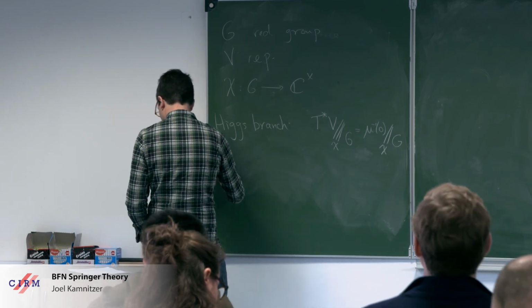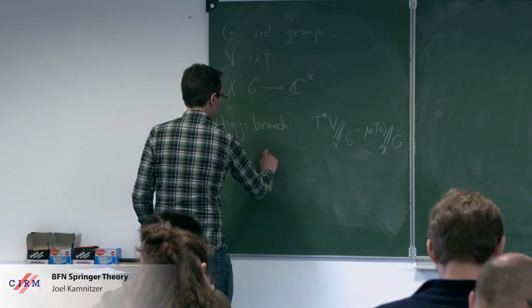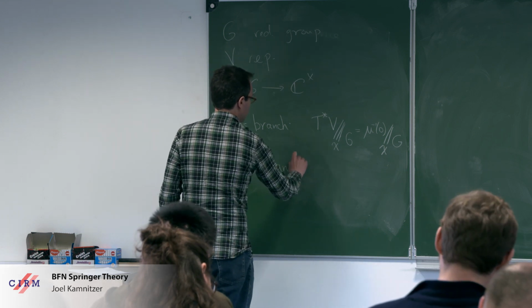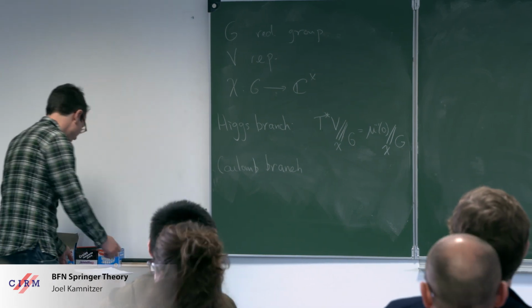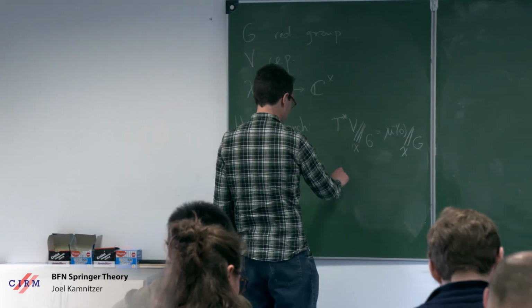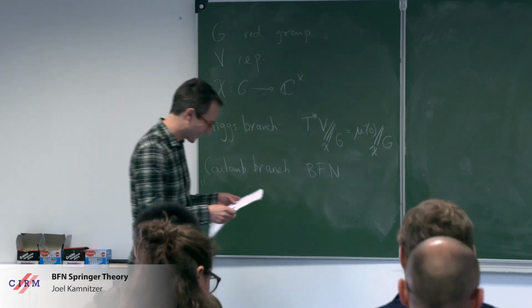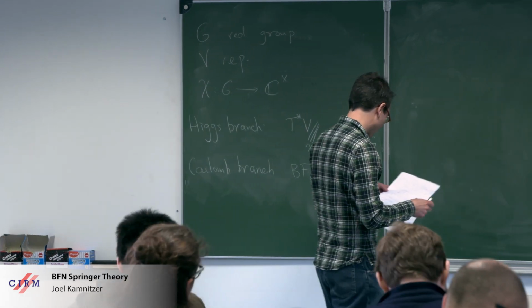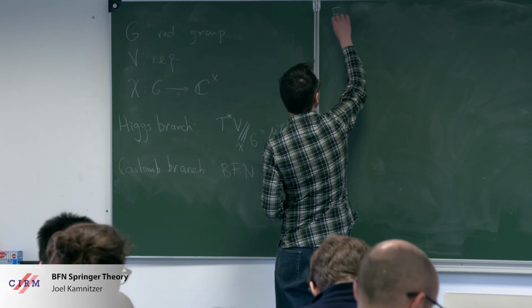And there's also the Coulomb branch, whose definition was originally given by physicists, and then a mathematical definition of the Coulomb branch was given just a few years ago by BFN, Braverman-Finkelberg-Nakajima, in case you missed it. I will get to that definition shortly, but I just wanted to give a couple of examples.